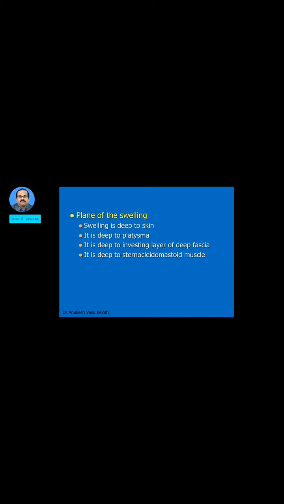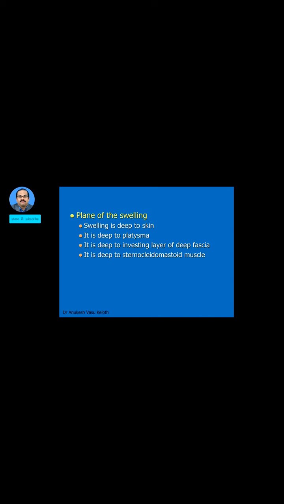Now regarding the plane of the swelling, we know that because it moves with deglutition, the plane is within the pretracheal fascia. But clinically when you assess it, you have to say it is deep to skin by simply pinching the skin. Then you have to say it is deep to the platysma, which is a subcutaneous muscle in the neck. That you can see by clenching the teeth, and the swelling becomes less prominent. But this is not obviously seen because it's a very fine sign. But if it moves with deglutition, you can go ahead with saying that it is deep to platysma.